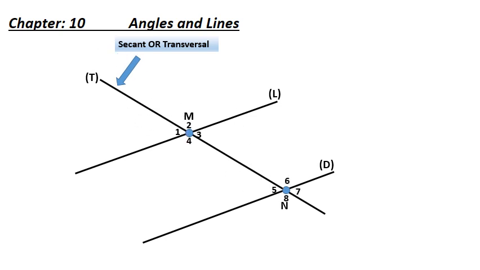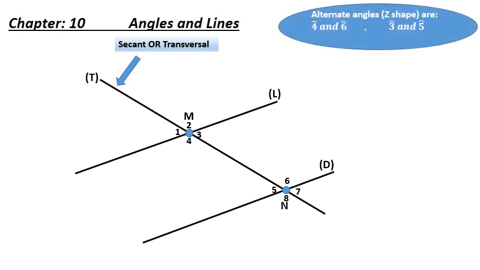Now we have 8 angles formed after this secant line cuts the other 2 lines. The angles are numbered 1 to 8. So 8 angles are formed. What we call alternate angles or Z-shaped angles are the angles that form the shape of the letter Z. As you see here, angle 4 and angle 6 form a Z letter. So 4 and 6 are alternate angles or Z-shaped angles. Also angles 3 and 5 are Z-shaped angles. So angle 3 and angle 5 are called alternate angles.